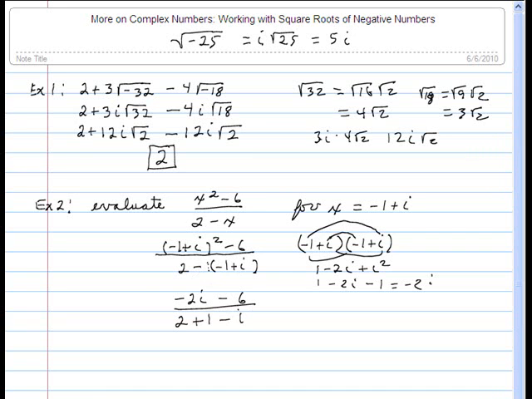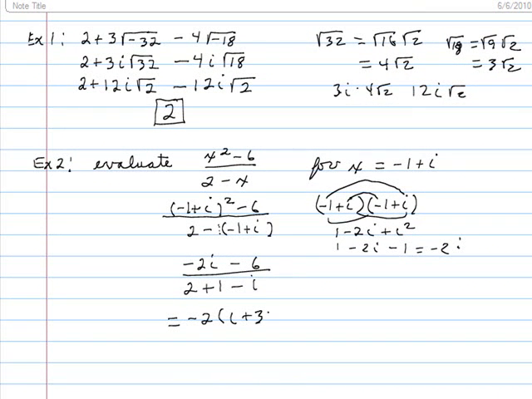Now on the top I notice a common factor, negative 2. So I factor out the negative 2 to simplify the top, and I get i plus 3. And I've taken out the negative 2 correctly if, when I multiply back, I get what I started with. So if I do negative 2 times i, there's my negative 2i. If I do negative 2 times 3, there's my negative 6. So I've done the top correctly. On the bottom, I simply have 3 minus i.